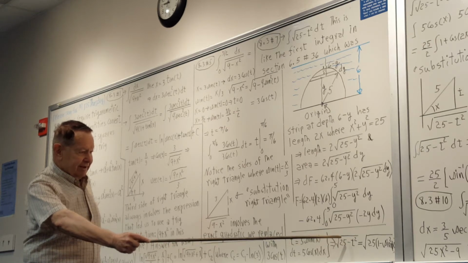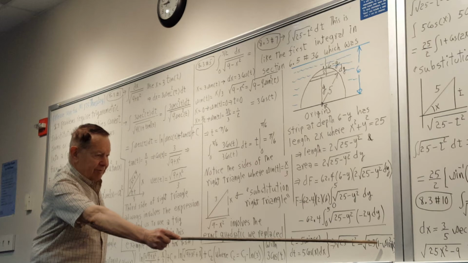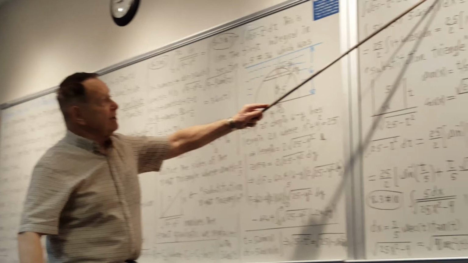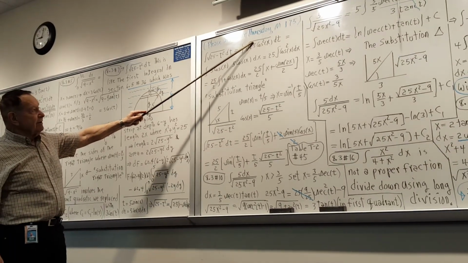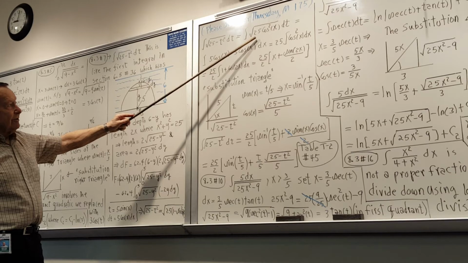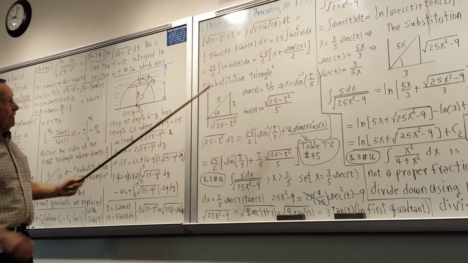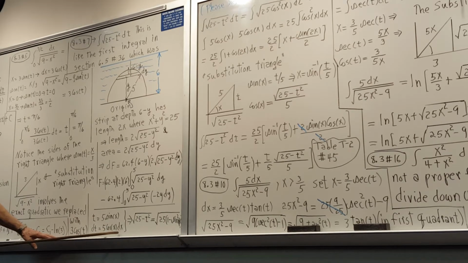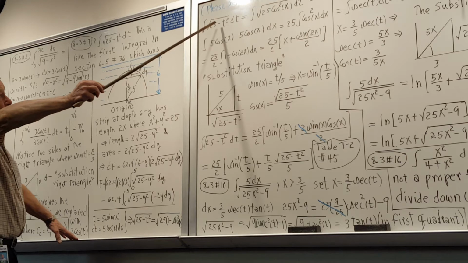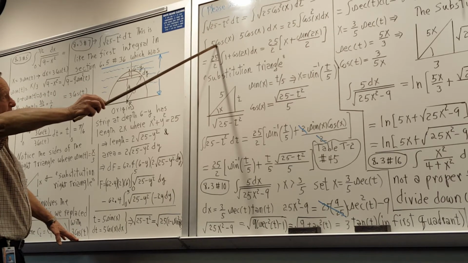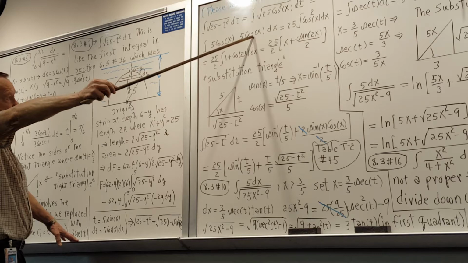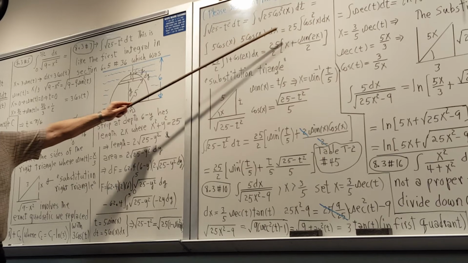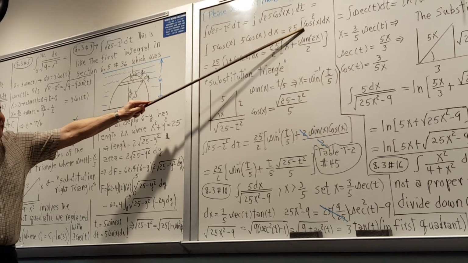So then this will become 25 times 1 minus sine square. And of course, that's 25 cosine square under the square root. And of course, that's your 5 cosine. Then you also have dt is 5 cosine x dx. So your square root here is 5 cosine x. Your dt is 5 cosine x dx. So altogether, you have 25 cosine square dx to do.